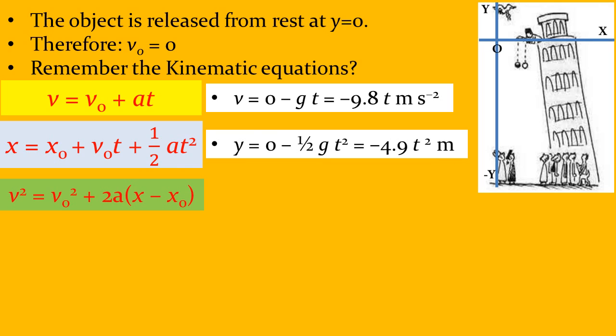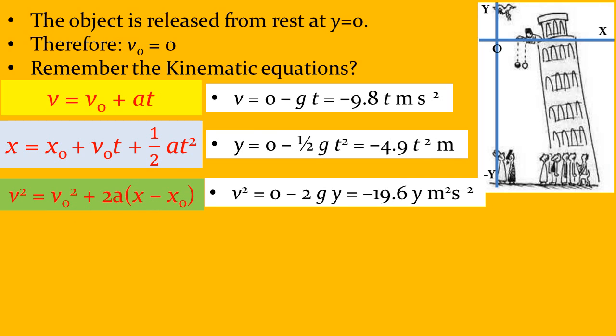And the third equation, v² = v₀² + 2a(x − x₀). Now again, if I put the numbers here, v₀ is 0, so this is 0. 2 remains 2, and a is what? a is −g. And x₀, what do I call it here? y₀. y₀ is 0. So I am simply left with x, and that I am calling it as y. So v² = −2gy. So that is −19.6y.